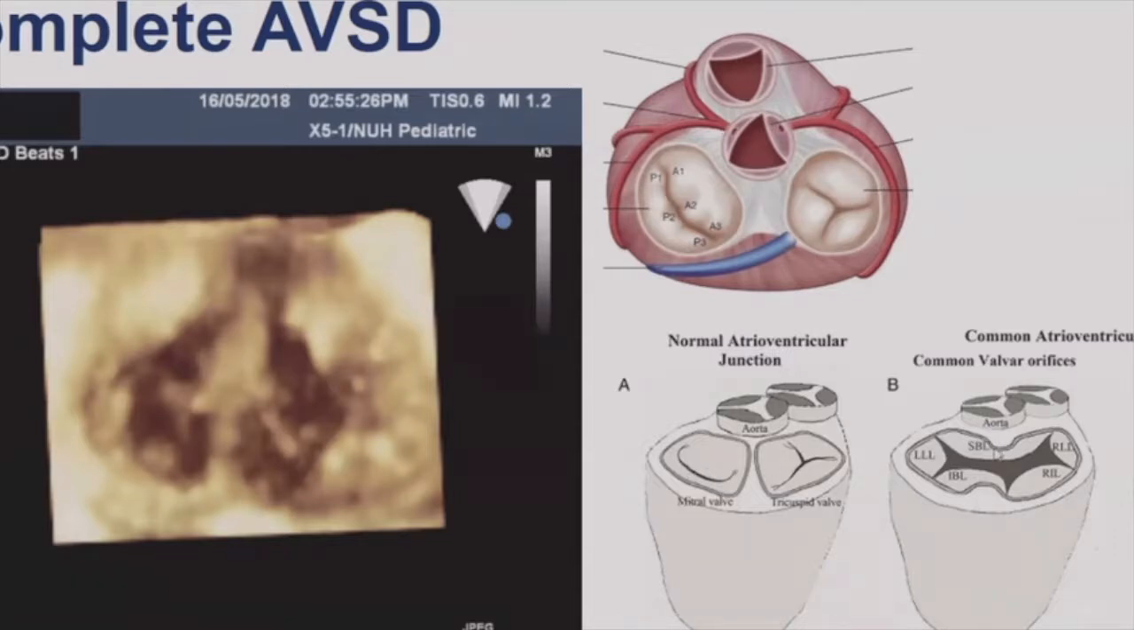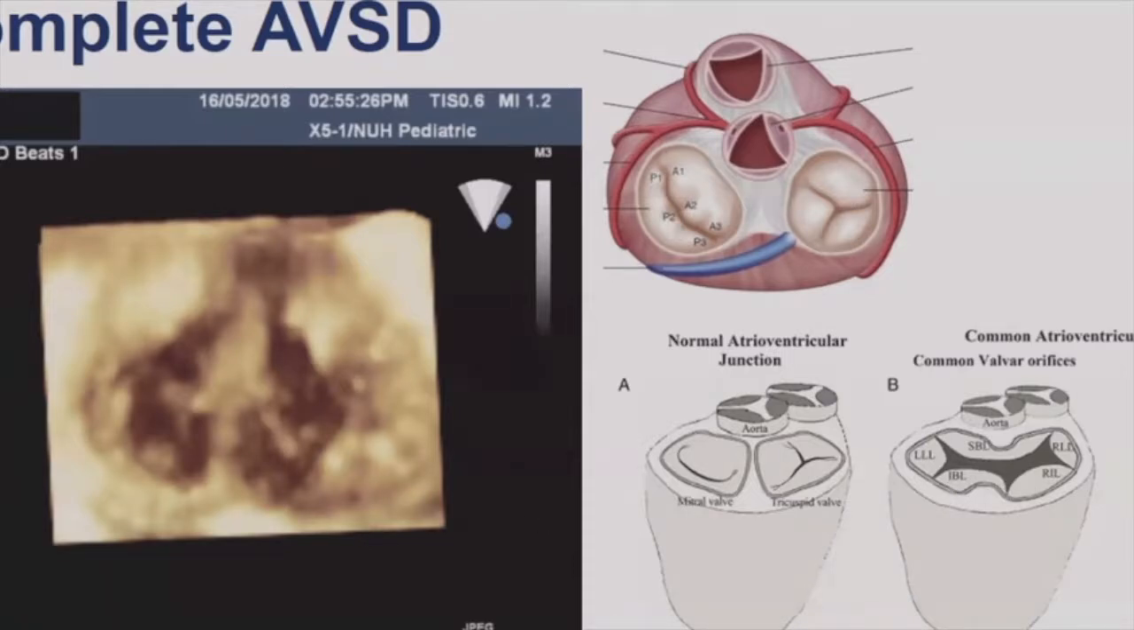The pathognomonic feature of AVSD is a common atrioventricular junction, and also abnormality in the AV valve, where instead of having two separate AV valves, we have one common AV valve with 5 leaflets. We can have one common AV valve orifice, or we can have two separate AV valve orifices if there is a bridging or a tongue of tissue that bridges the anterior bridging leaflet and the inferior bridging leaflet.